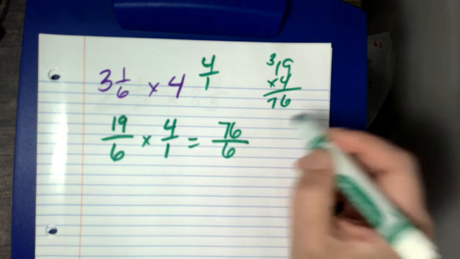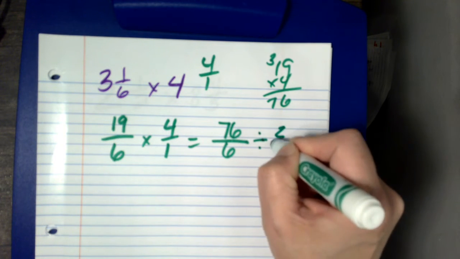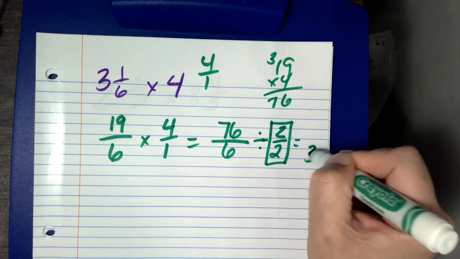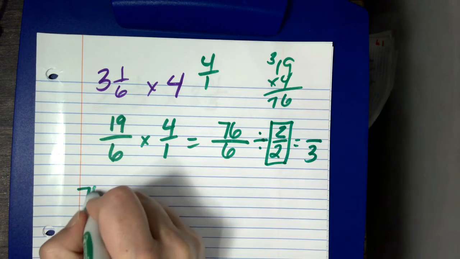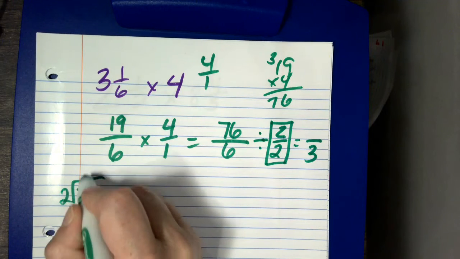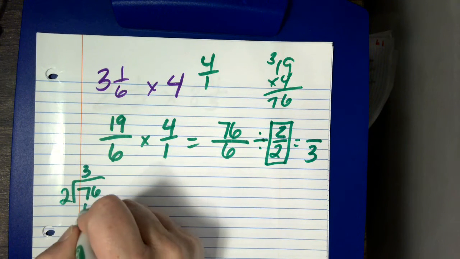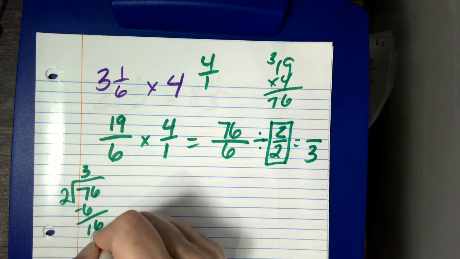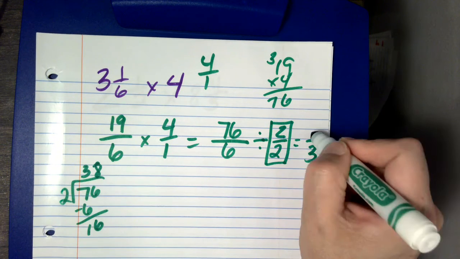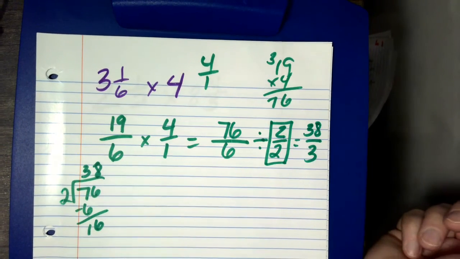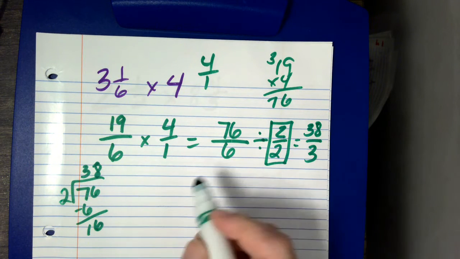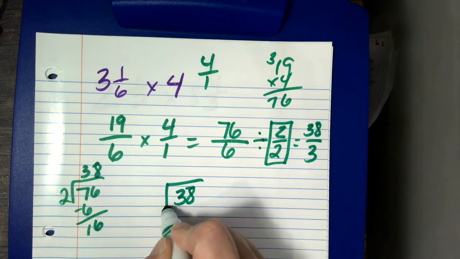Since I see both of them end in a 6, I'm going to divide by 2 because I know it's an even number. 6 divided by 2 is going to be equal to 3. 76 divided by 2, I'll do over here. 2 goes into 7 3 times. 3 times 2 is 6. Subtract, and we get 1 and bring down the 6 for 16. 2 goes into 16 8 times, so 38/3. Now that's a little bit easier for me to divide out to find what my whole number is going to be. So the 38/3 I will divide out.